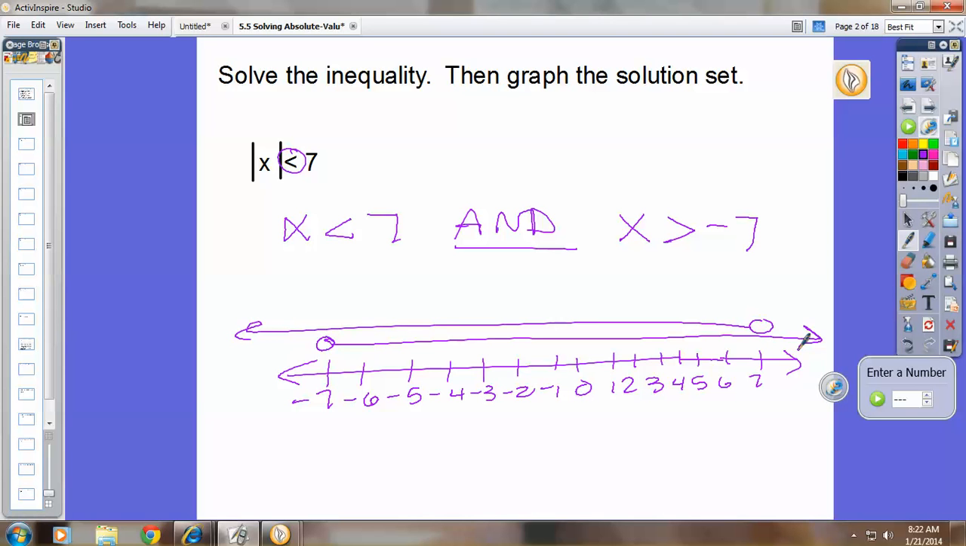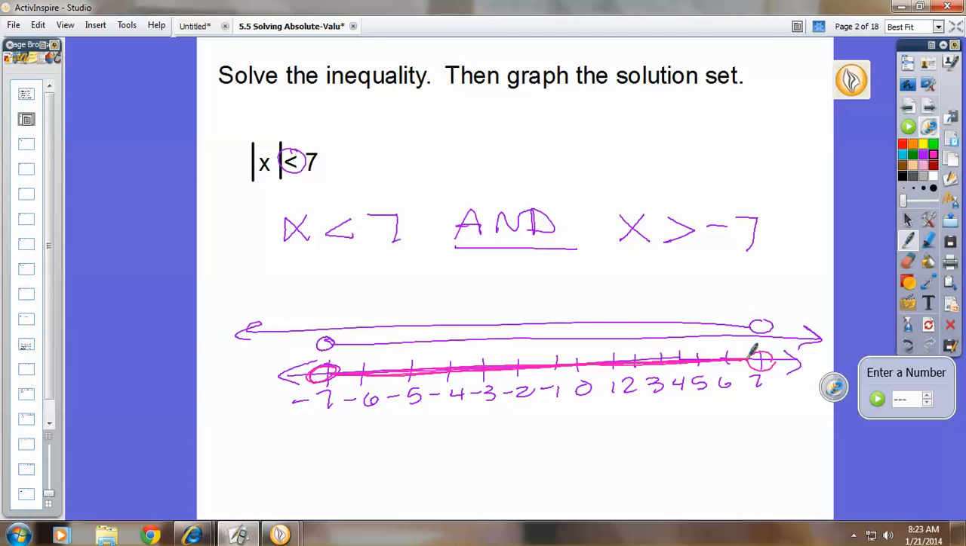7 and 7. From -7 to 7. Is -7 included? What about +7? It's not. So we will put open circles at those endpoints to indicate that they're not included. They are endpoints, so they're an important part of our graph. And then everything in the middle, everything between those two endpoints, are our solutions.